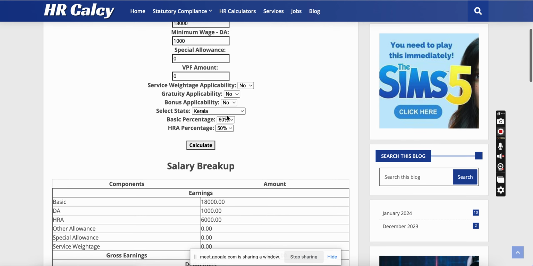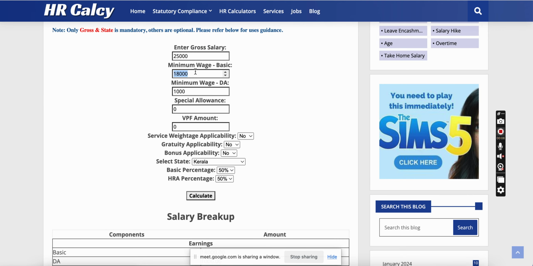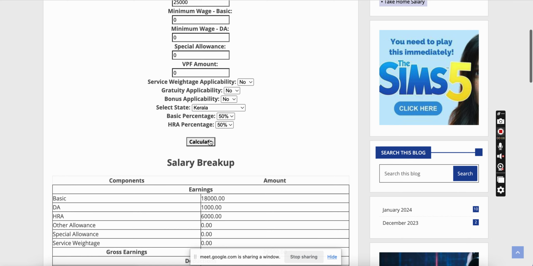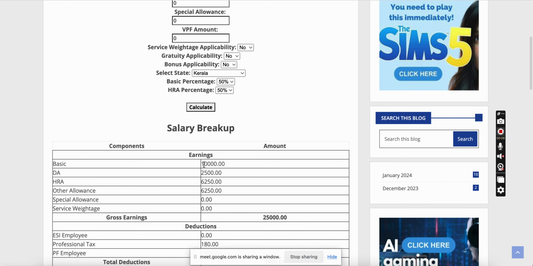Okay, now basic is 60%. As I mentioned to you, if you are preparing for Karnataka, it is 60%. If it is for Mysore, it will be 50%, metro, non-metro. So you can make it like this also. Suppose if I remove this basic DA condition, and then if I calculate, so see, then it is calculating 50%.